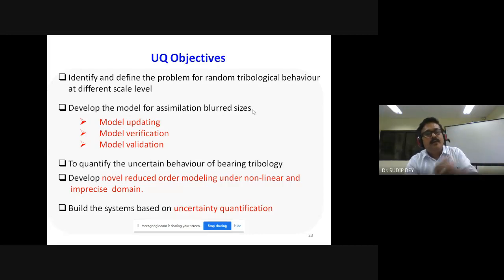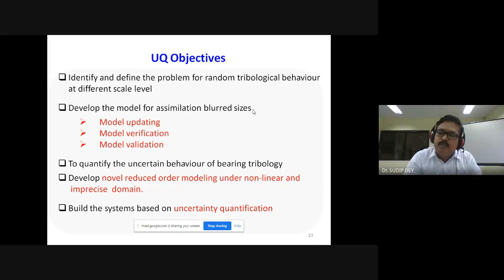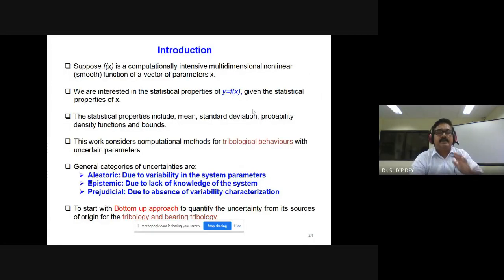So that's why we need to frame the mathematical model. And when we are doing this, it also has a huge amount of computational time. Now, to shorten this time, what we generally do is reduce the model. That is called reduced order modeling. I will come to that later. Now, based on that, we need to build the system, and under this we need to frame the uncertainty quantification.